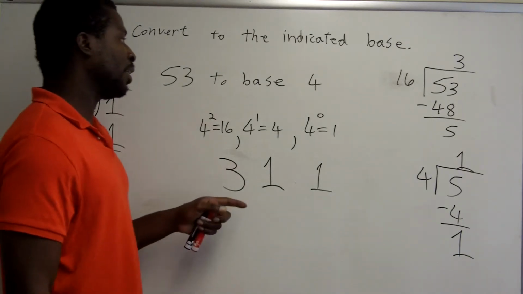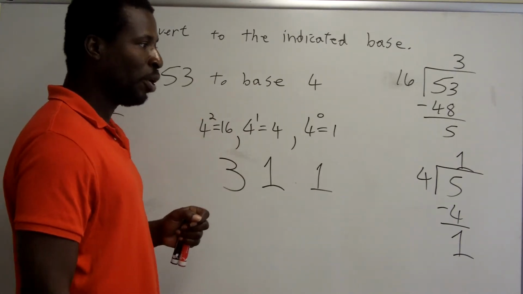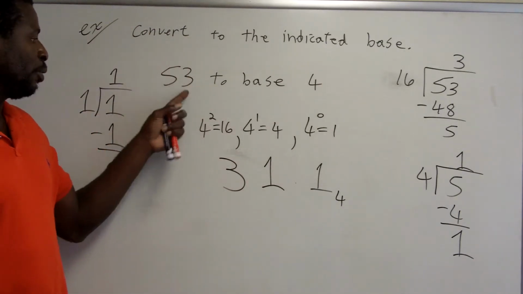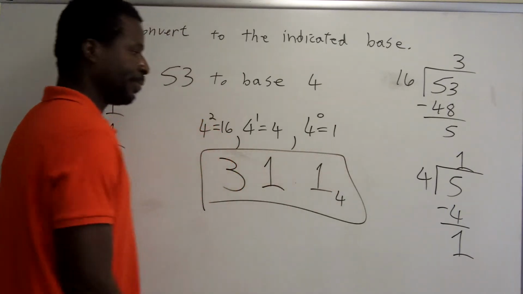So it turns out that the number 53 base 10, if I want to write it as a base 4 number, is actually 311 base 4. So 53 base 10 is actually 311 base 4.